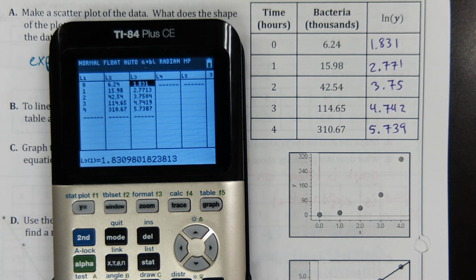There it is. So yeah, let the calculator do the heavy lifting for us. Boom. So that is our L3 now. Yes, so we have L1, L2, and L3.